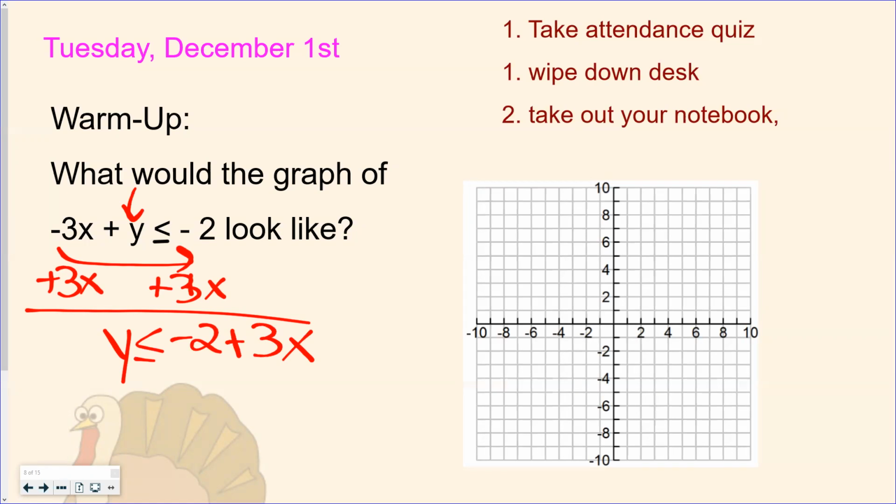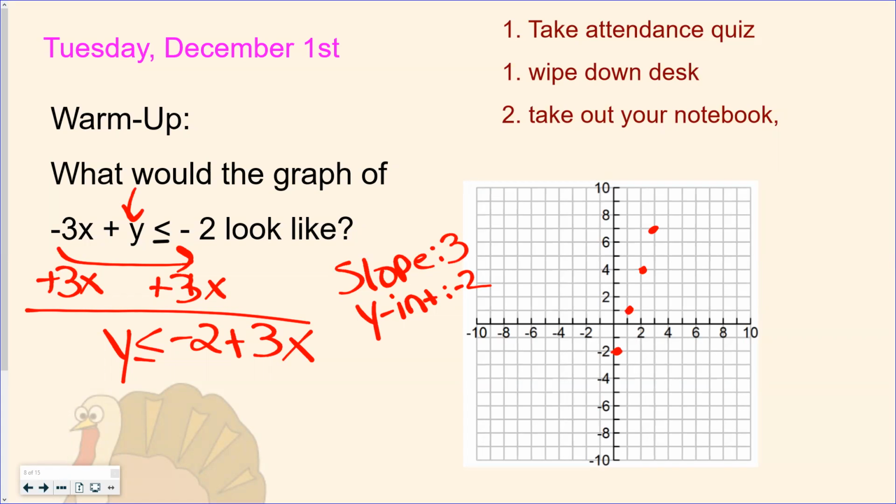Now I can go ahead and graph that. So my slope is 3, my y-intercept is -2. So I'm going to go to -2. I'm going to rise 1, 2, 3, right 1, and repeat that. And I'm going to connect those points.